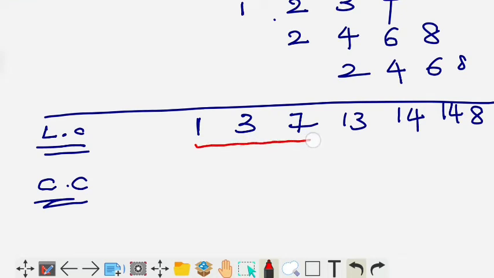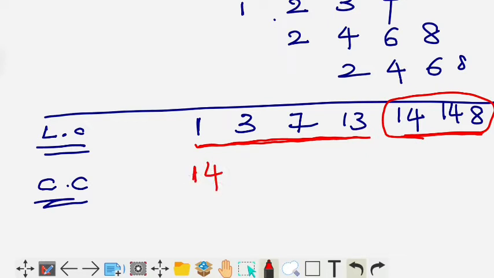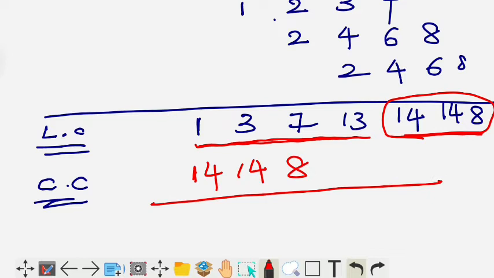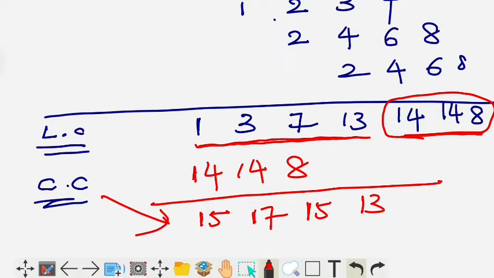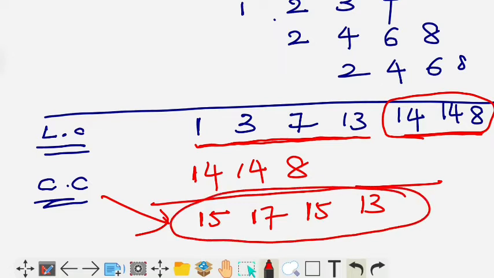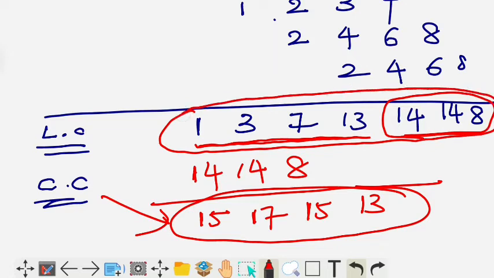Since this is 4 and these are extra terms, we need to bring these extra terms here. It is 14 and 8, and let's sum these. We will get the circular convolution. What is that? 15, 17, 15 and 13. This is the circular convolution of x of n and h of n, and this is the linear convolution of x of n and h of n.